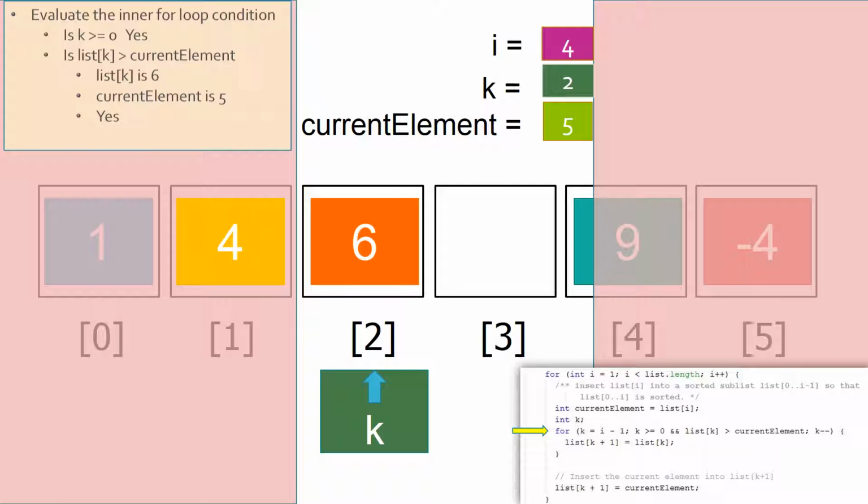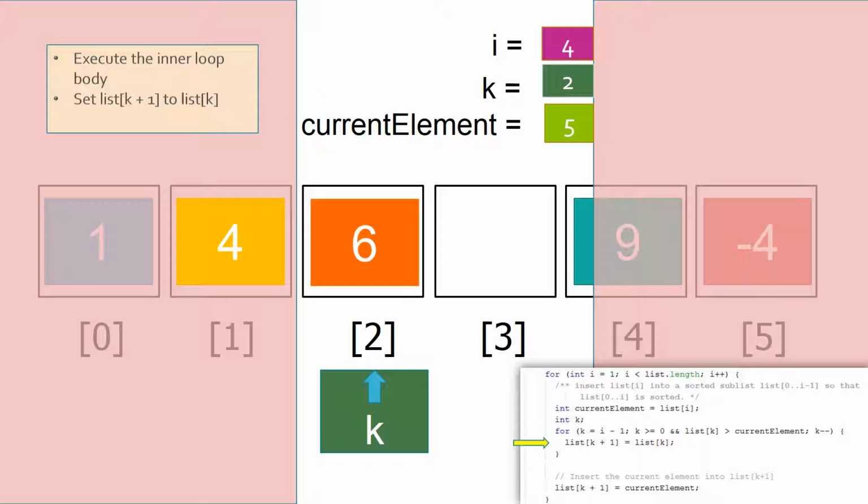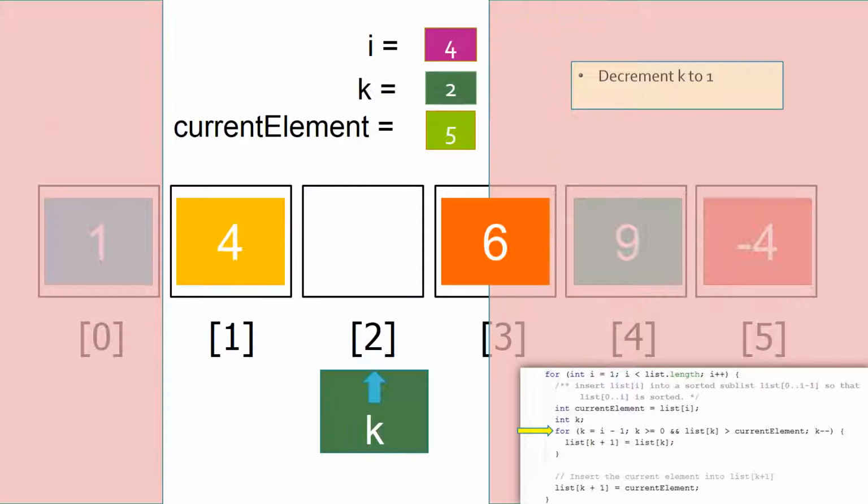As we continue with our loop, we're going to evaluate our condition. K is greater than or equal to 0. Now, is the data at our list position k greater than the data that we've saved as our current element? Yes, it is. So we're going to execute our inner loop again. And we'll set the variable at list position k plus 1 equal to this data at list position k. Now we'll decrement k again.